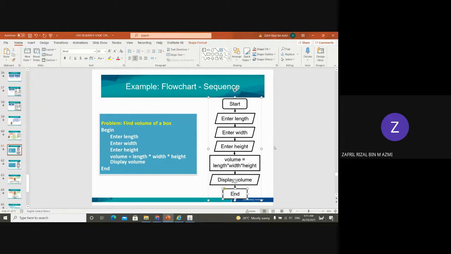Okay, so can we combine this in one symbol? Can or not? Can. Confirm. So back to the rules. If the sequence is back to back, after length, width, and then height, back to back, you may combine all three in just a single symbol.